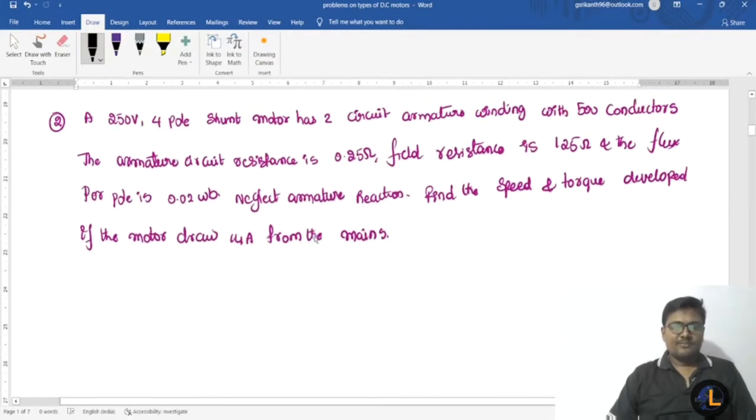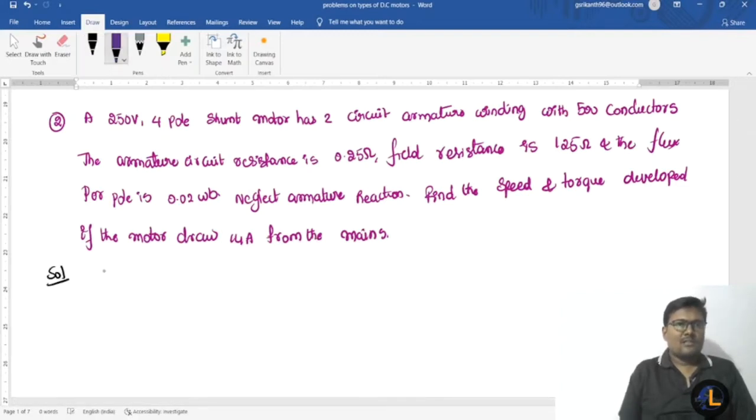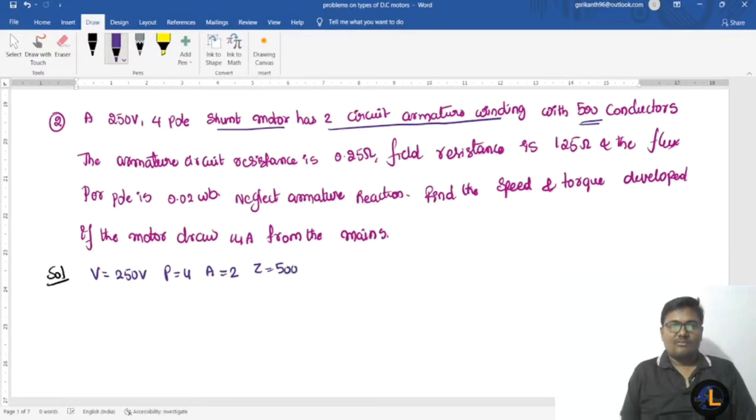The next problem, a 250 volts 4-pole DC shunt motor, means V supply voltage is 250 volts, number of poles is 4, has 2 circuit armature winding, means number of parallel paths is 2, with 500 conductors. Z is equal to 500. The armature circuit resistance Ra is equal to 0.25 ohms, and the field resistance Rsh is equal to 125 ohms, and the flux per pole is 0.02 Weber. Neglect the armature reaction.